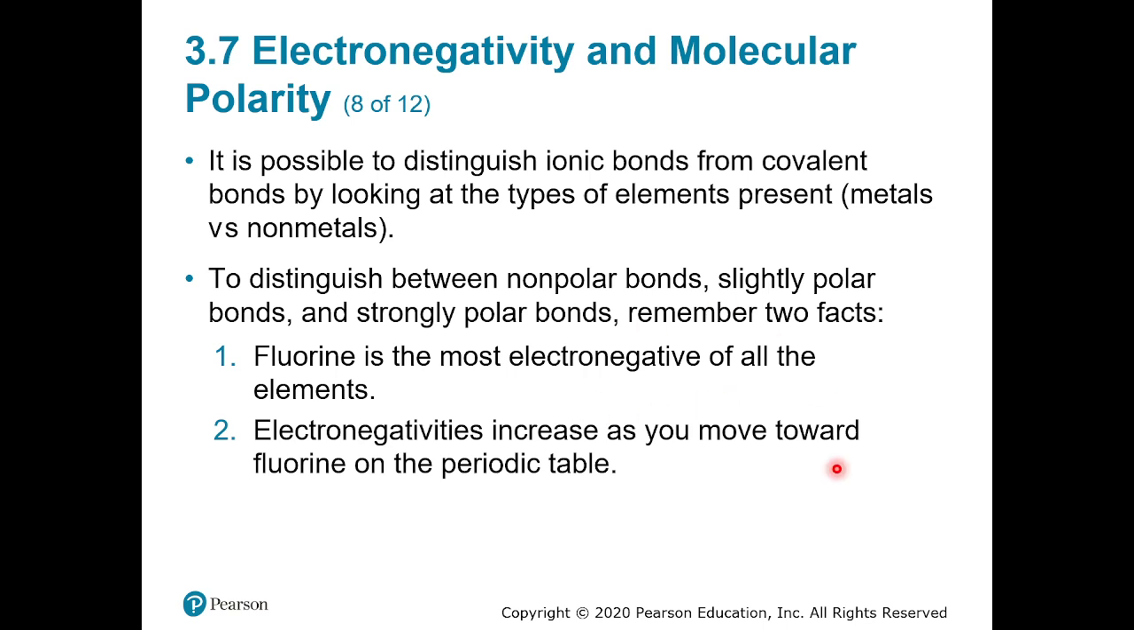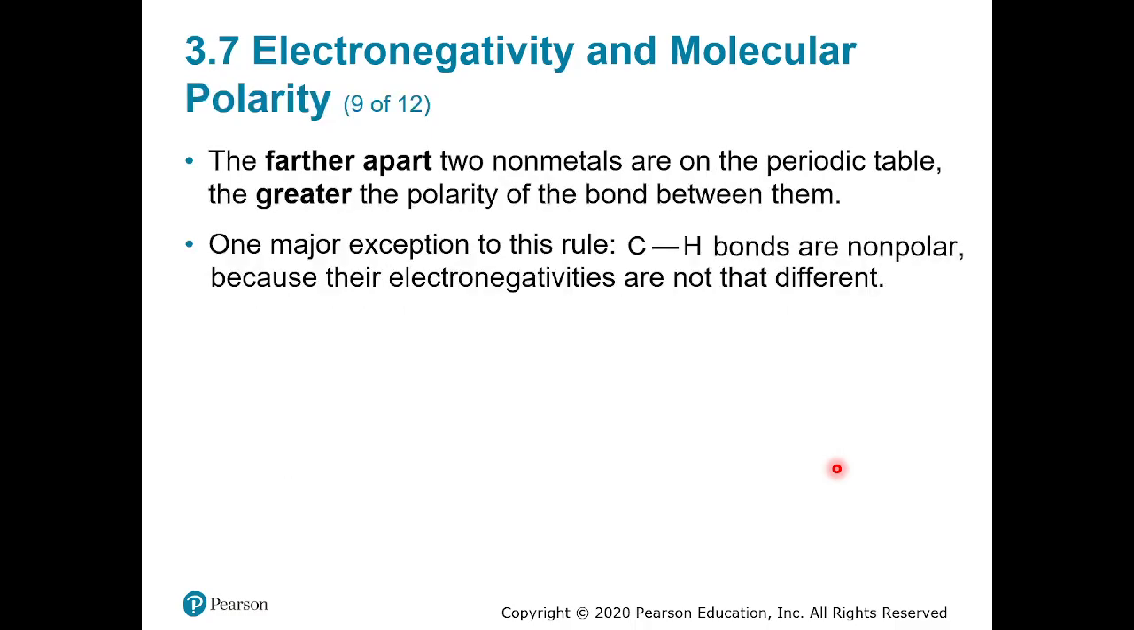Electronegativities are going to increase as you move towards fluorine on the periodic table, so up and to the right. The big increases tend to be going from a lower period to a higher period. The smaller increments are usually going from left to right overall. The further apart two nonmetals are on the periodic table, the greater the polarity of the bond between them.